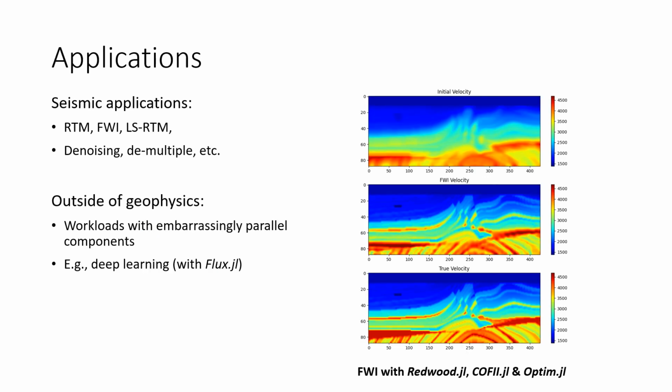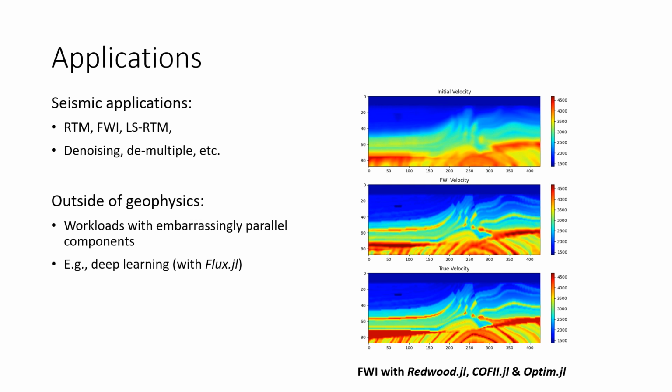Abstract frameworks like Redwood can be used for embarrassingly parallel tasks like RTM, but the reduce operations make it possible to build iterative workflows such as least-squares RTM or FWI. The power of abstractions makes it possible to combine different frameworks that talk to each other through well-defined interfaces, which enables users to build complex applications. Aside from geophysical applications, our approach can also be used for other applications with embarrassingly parallel components, such as deep learning or genomics pipelines.